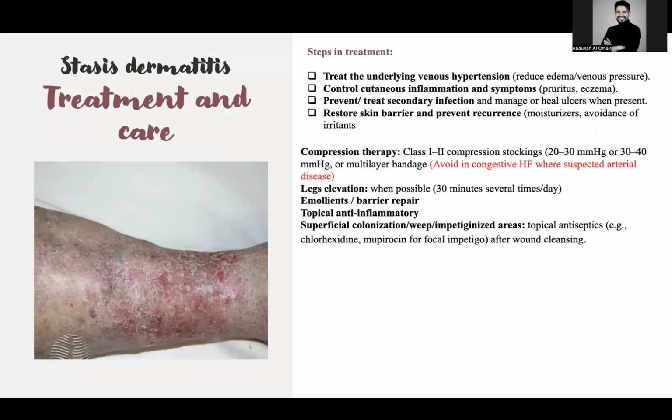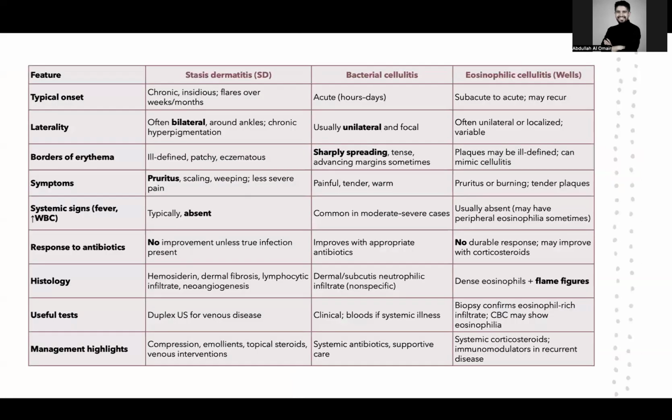And we treat the underlying secondary infection or colonization by different factors. We can use topical antiseptic like chlorhexidine or topical antibiotic like mupirocin if there is underlying infection for these patients. So we treat based on the underlying risk factor: we treat the eczematous part, and we treat the venous insufficiency part.